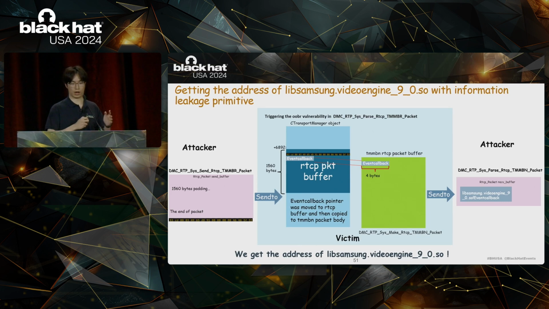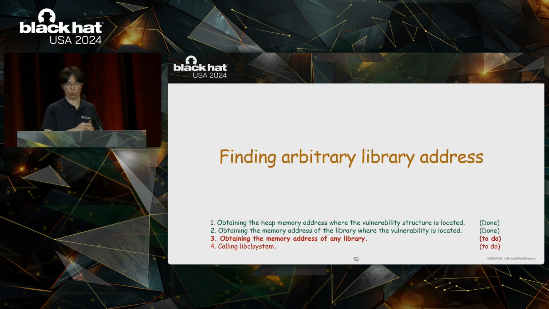And similar to leaking ourselves, we can use 2 response packets, TMMBN, to send the 8-byte pointer to us. Then we can calculate the address of the libsamsung video engine library, since functions have a fixed relative offset. At this point, all function addresses in this library are known to us. Now we have obtained our own address and the address of the current library.